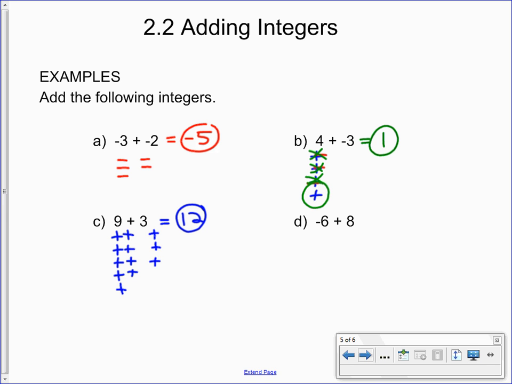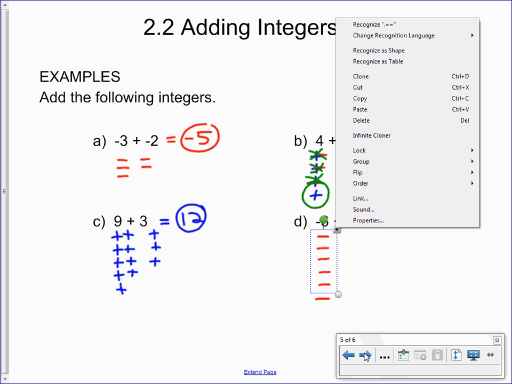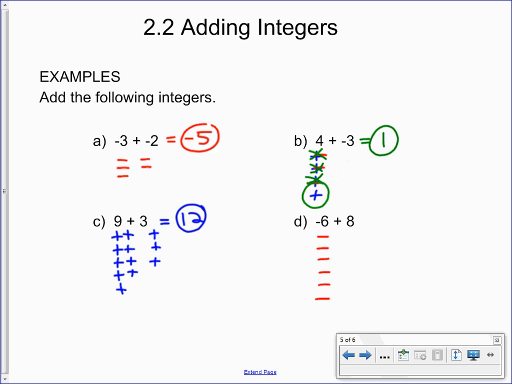Finally, with D, we have 6 negatives. And I'm going to ungroup those, okay? And with those 6 negatives, we're adding on 8 positives. So I'm going to put my positives up here. And I try to line them up so it makes it easier to see which ones get which ones.